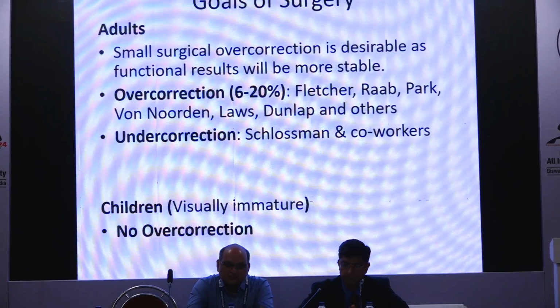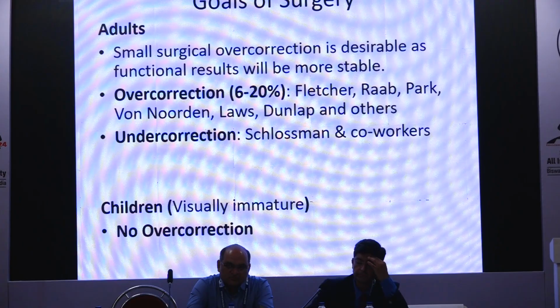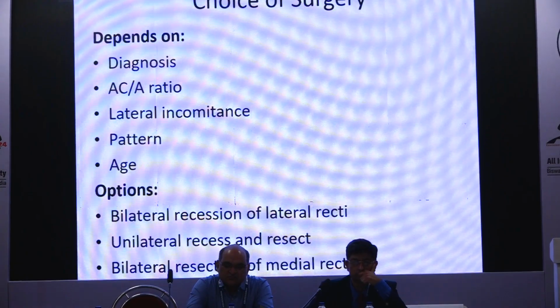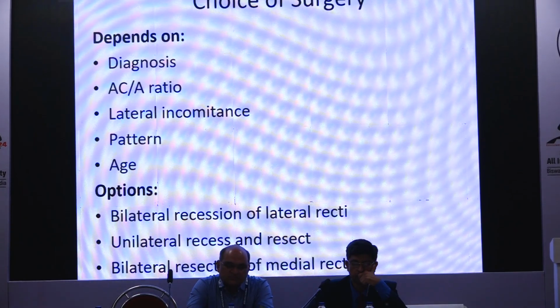And in terms of the choice of surgery, in adults we typically would do a recession resection. Again, that would depend upon, it could be unilateral or bilateral. There are advocates for both. Generally, a unilateral works well. In children, we do a symmetrical bilateral kind of a recession resection, and it would depend also upon what type of exotropia it is. So these are the basic parameters to look for before you decide your surgery.